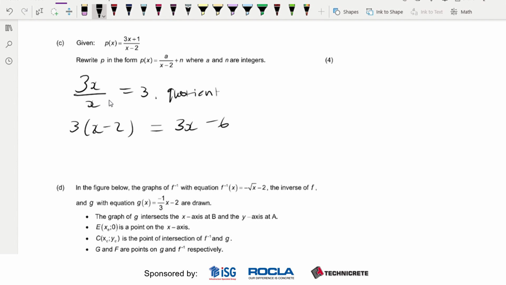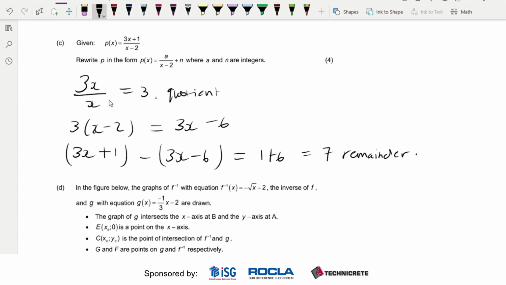Now, we're going to subtract our numerator from 3x minus 6. So this is going to be 3x plus 1 minus 3x minus 6. So 3x minus 3x is 0, and 1 minus 6 is 1 plus 6, and that gives us 7. And this is our remainder.